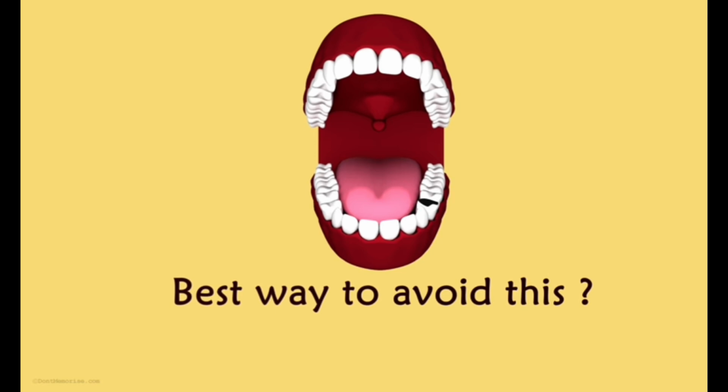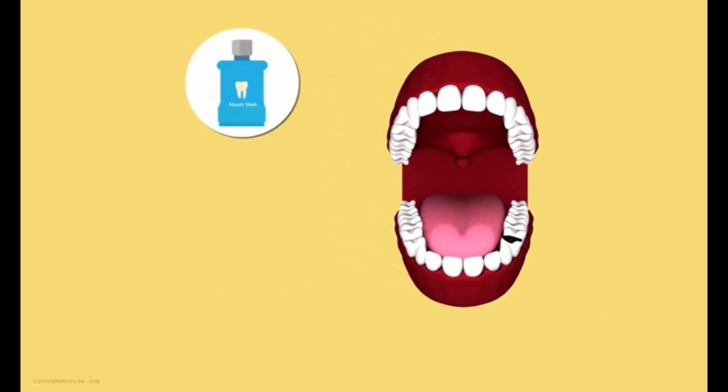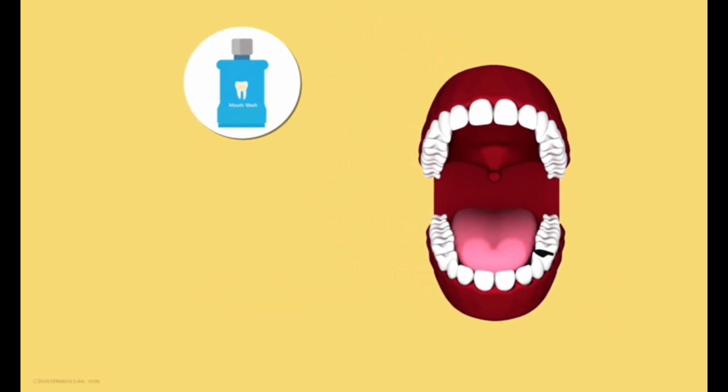When we eat food, some food particles remain stuck to the teeth. Bacteria present in the mouth produce acid by the degradation of the sugar and food particles present in the mouth. This is what causes decaying of the teeth. What's the best way to avoid this? We should clean our mouth after eating food.